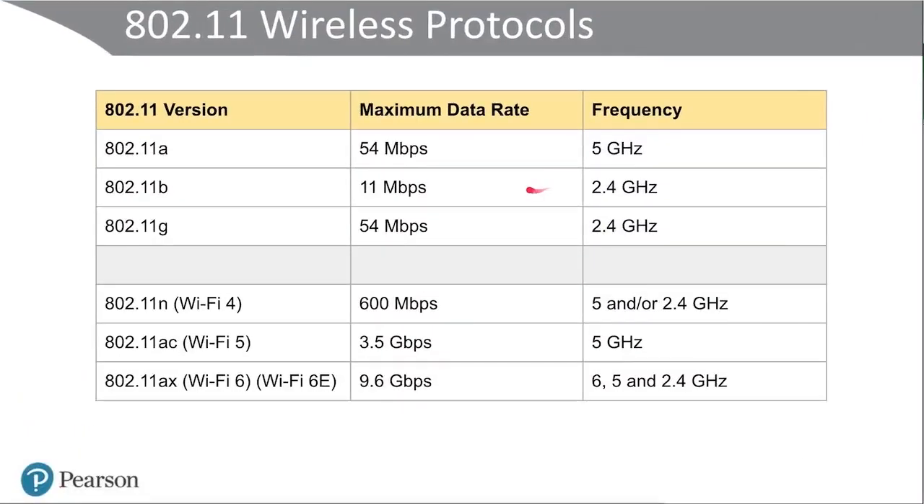Let's go back to our table here and take a look at some of the newer protocols. 802.11n, which is known as Wi-Fi 4, has a maximum data rate of 600 megabits per second, but this can transmit data on the 2.4 gigahertz frequency, as we just saw, but also the 5 gigahertz frequency.